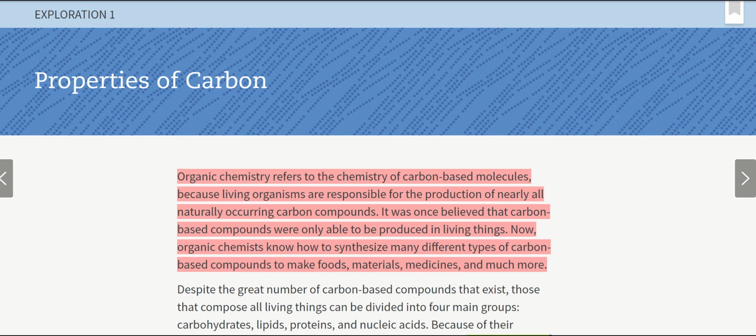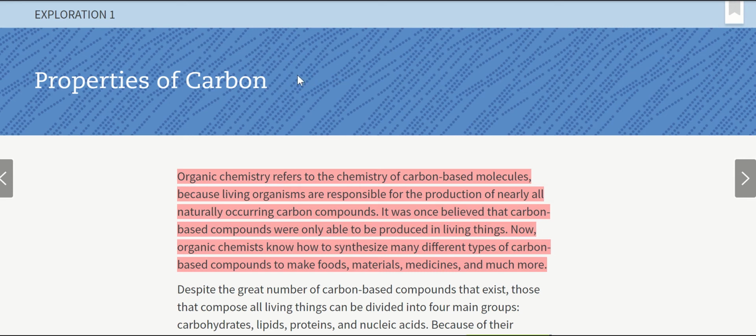Hey everybody, welcome to exploration 1 of Unit 2, Lesson 2, so 2.2.1. And today we're going to talk about the properties of carbon. So carbon is going to be the basic element found in all of our organic molecules.